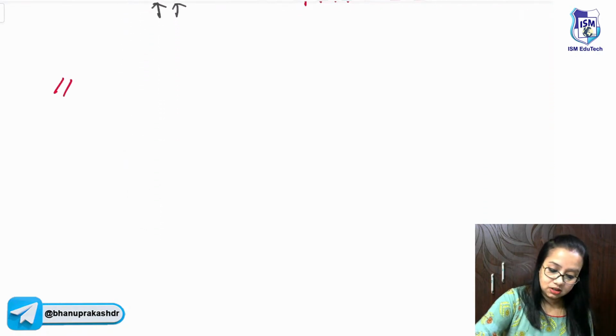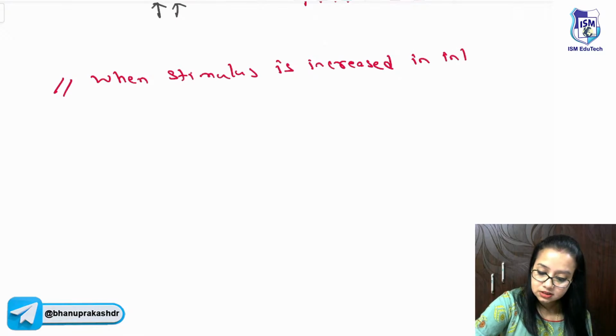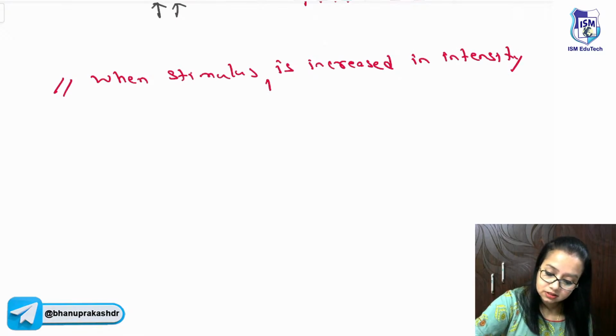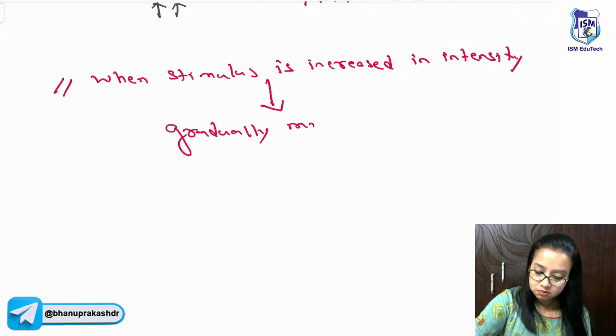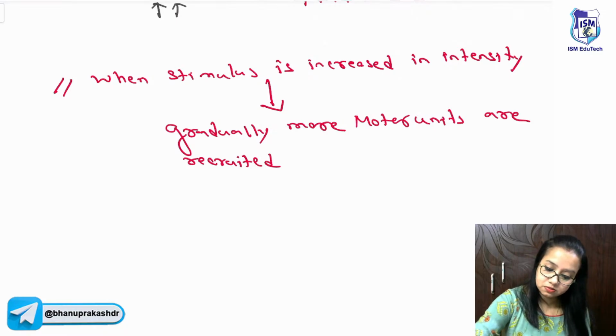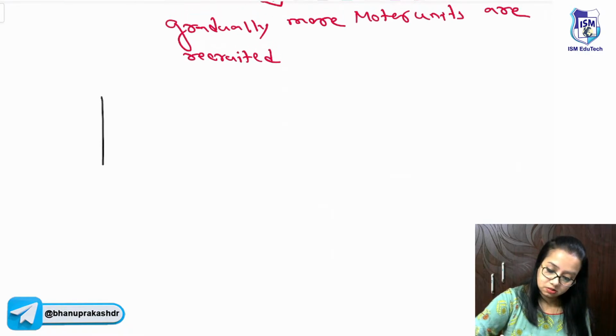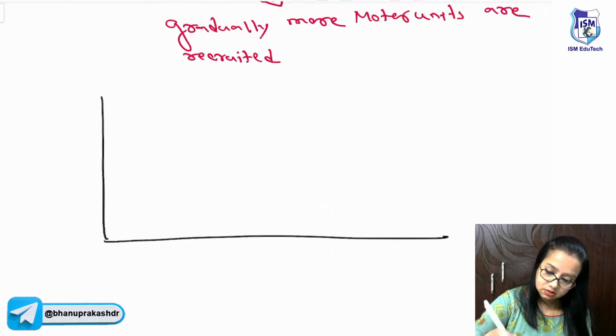Another thing is that when stimulus is increased in intensity, then gradually more motor units are recruited. Meaning what? Suppose first there has been one stimulus.